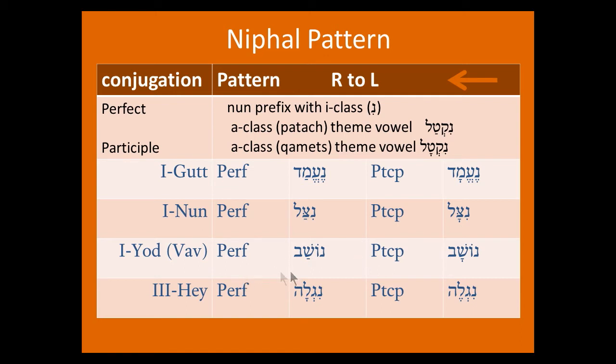Now with the first yod, we get something different. Here we have the noon prefix, but we do not get I-class vowels. This is the only time in the Niphal that you're not going to get that I-class vowel. So we have no, and then we have patach and qamets for perfect and participle respectively. So the only time that you've had something like the O, this vav holem, in a prefix situation has been with the Hifil, and specifically the Hifil imperfect. You would get the no, but then it would be followed by typically I-class.